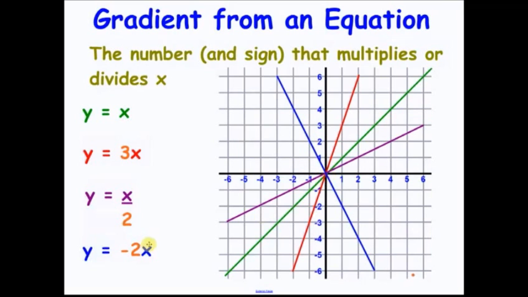That's what the gradient is, the rise divided by the run. So for every 2 it goes up, it goes a run of 1 across. dx is 1, dy is 2. So dy divided by dx, 2 divided by 1.